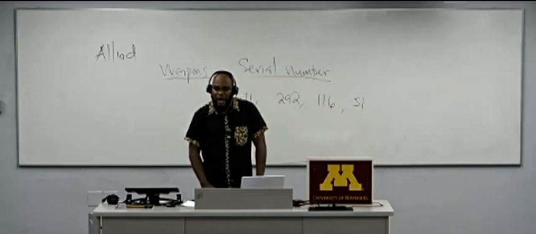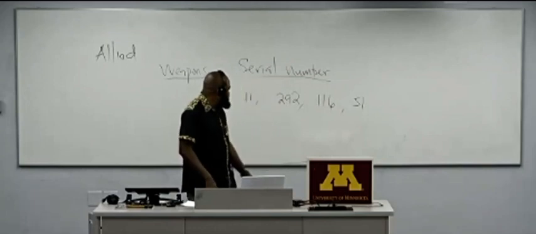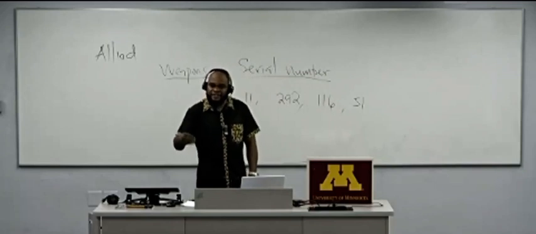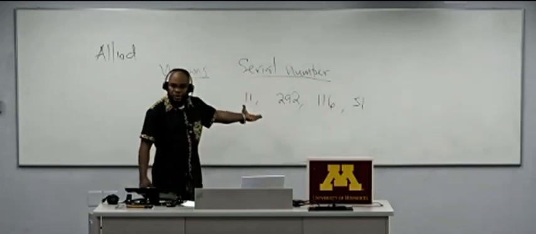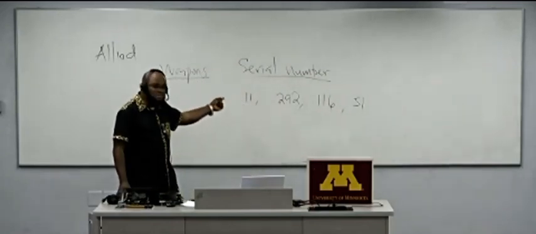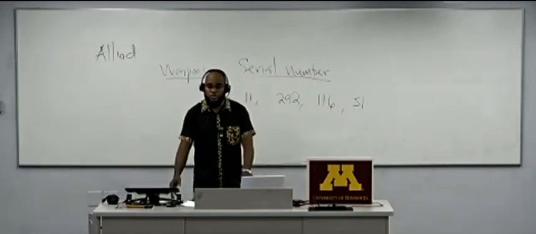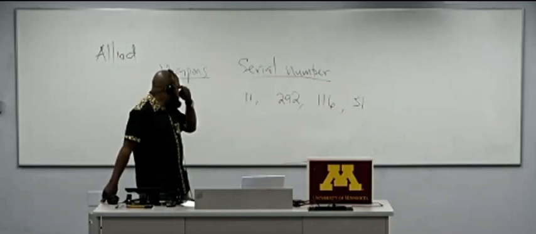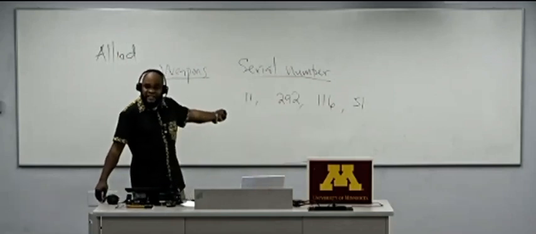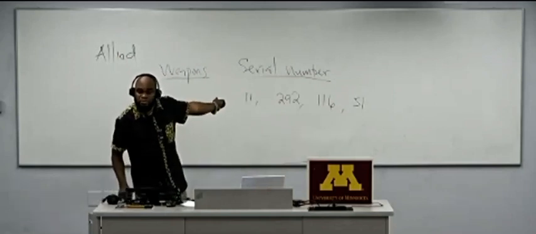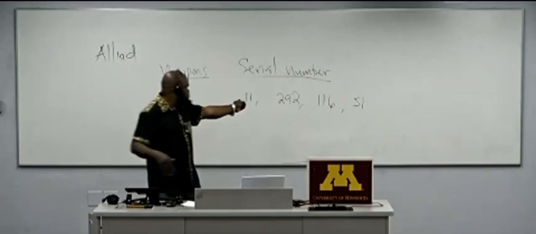And if they want to figure that out, they can use the idea of order statistics. This is just a sample. The 11 here is not the minimum of all the weapons produced, but the 11 that we can see here is the minimum in our sample. Does that make sense? It's a minimum in our sample.